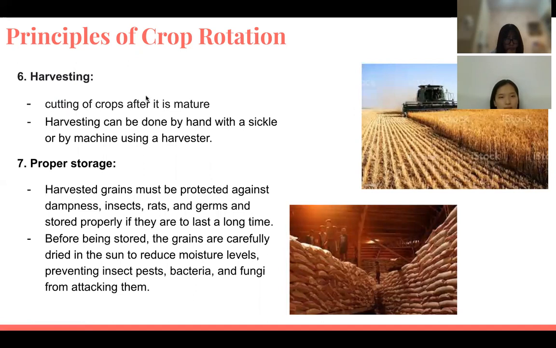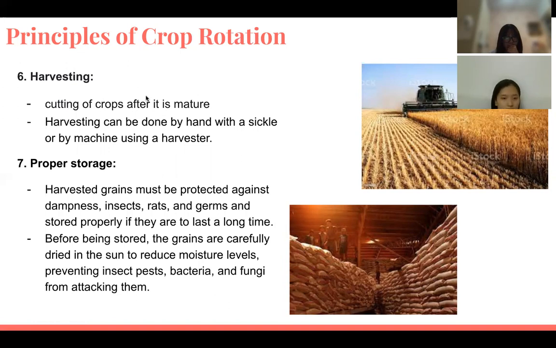The sixth principle of crop rotation is harvesting, and this indicates that farmers cut off crops after they are mature. Harvesting can be done by hand with a sickle or by a machine using a harvester presented in the picture on the right upper side. The last principle of crop rotation is proper storage.